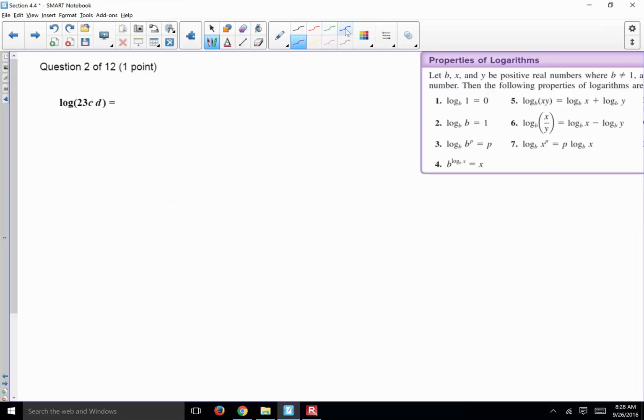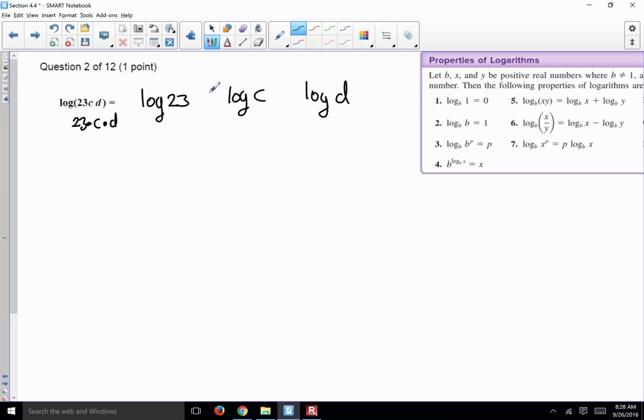Alright, for this one, how many products do you see? I have 23. Is it just one? 23 times CD? No, there are two products here. 23, C and D. 3 terms, 2 products. Then what do I do first? Look, you have two options here. You can either break all 3 at once. This is the fast way.